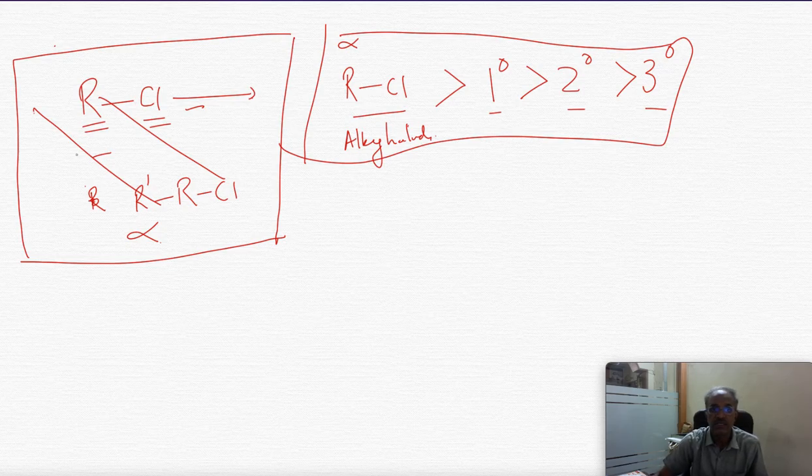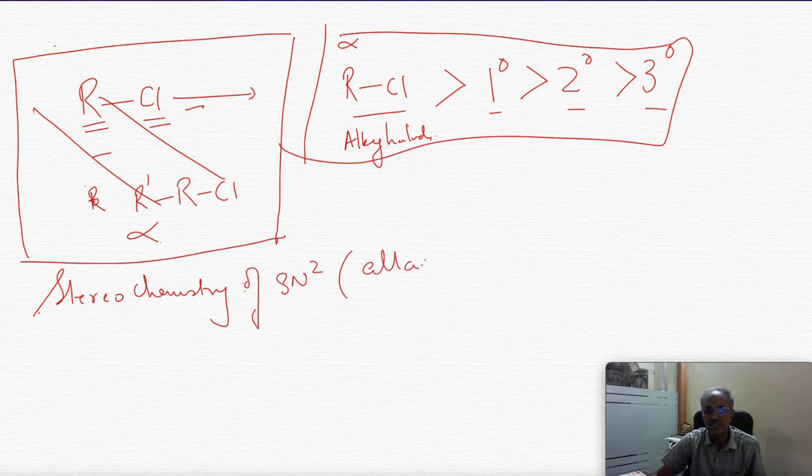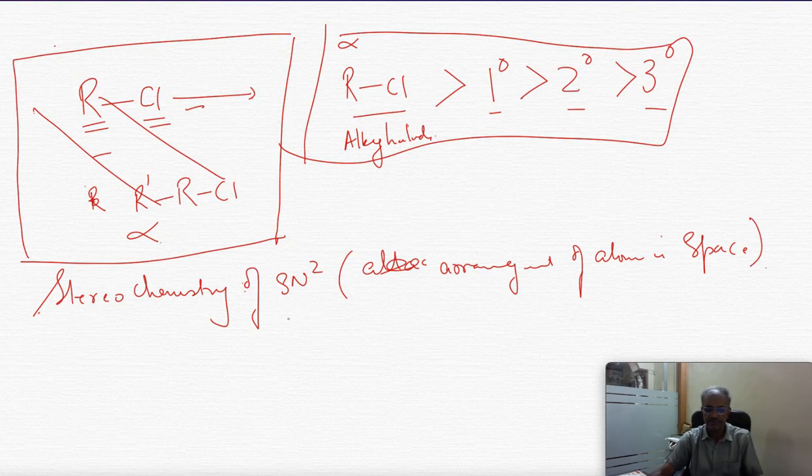Now we'll see a very important aspect of this, which is known as stereochemistry. Stereochemistry of SN2 reaction. Stereochemistry means arrangement of atoms in space. That means the 3D aspect. Right? Exactly.